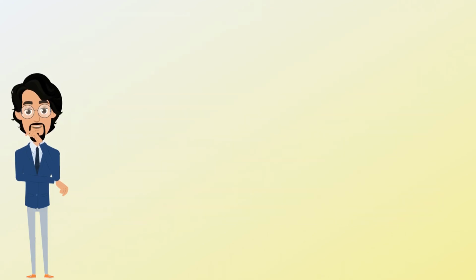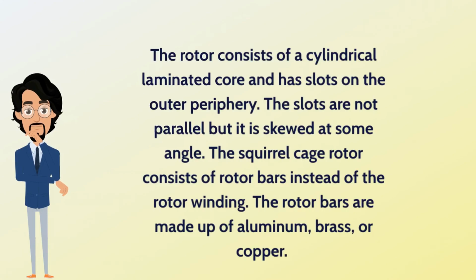The rotor consists of a cylindrical laminated core and has slots on the outer periphery. The slots are not parallel but are skewed at some angle. The squirrel cage rotor consists of rotor bars instead of the rotor winding. The rotor bars are made up of aluminum, brass, or copper.